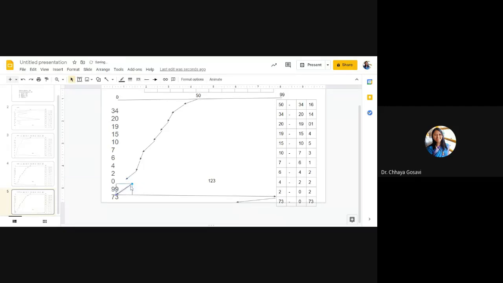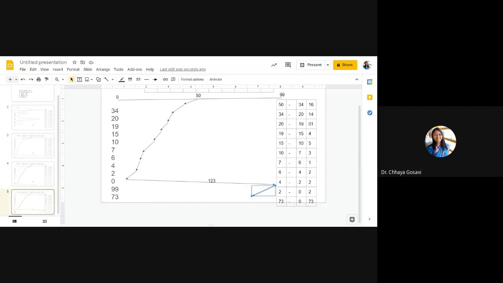And from 0, it will move directly to 99. And from 99, it will come back to 73. From 0, it will move to the other end, that is 99. And from 99, it will come back to 73. Note that the direction of the arrow will be the same in case of C-scan. And in scan, it will be reversed when it reaches the other end.